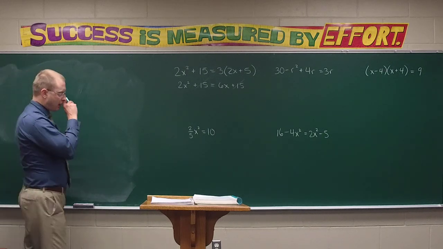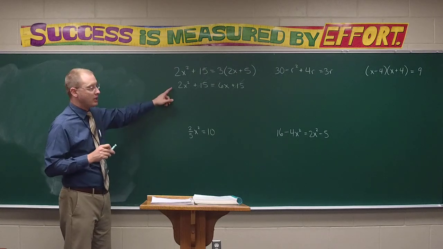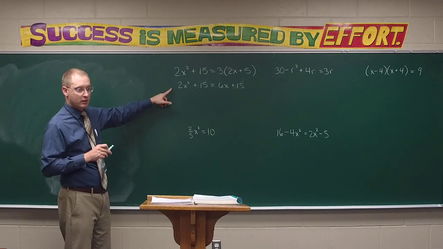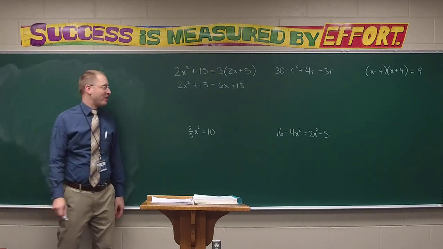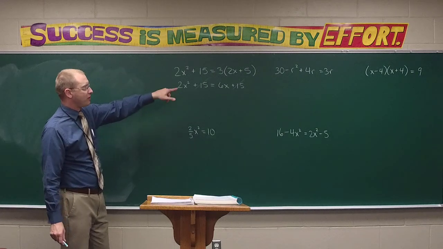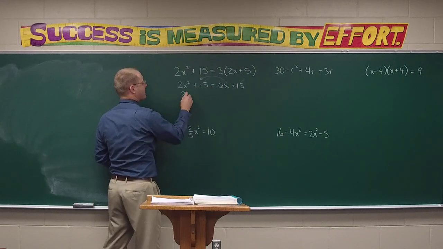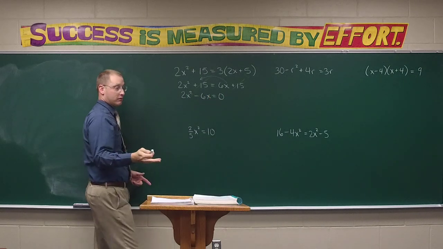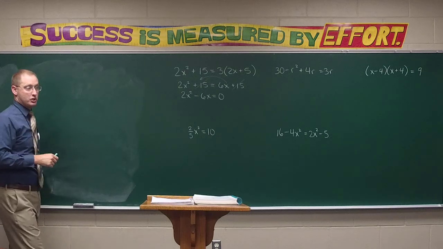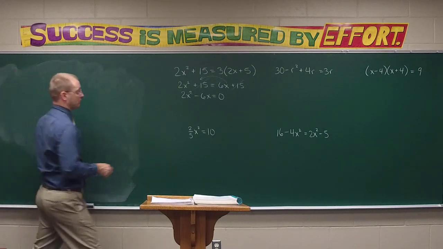On the first one, what kind of quadratic do we have? Complete. And what's the key to the complete quadratic? Set it equal to 0. So what do I have to do after I cancel those 15s? Subtract the 6x. Yeah, move that 6x over as a negative, and then factor. But it's not going to be backwards FOIL this time. What should I do to factor? Common factor.